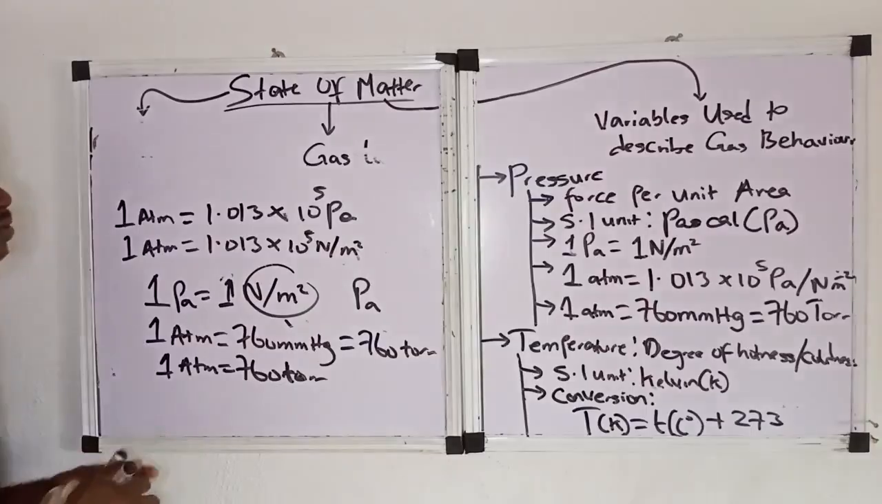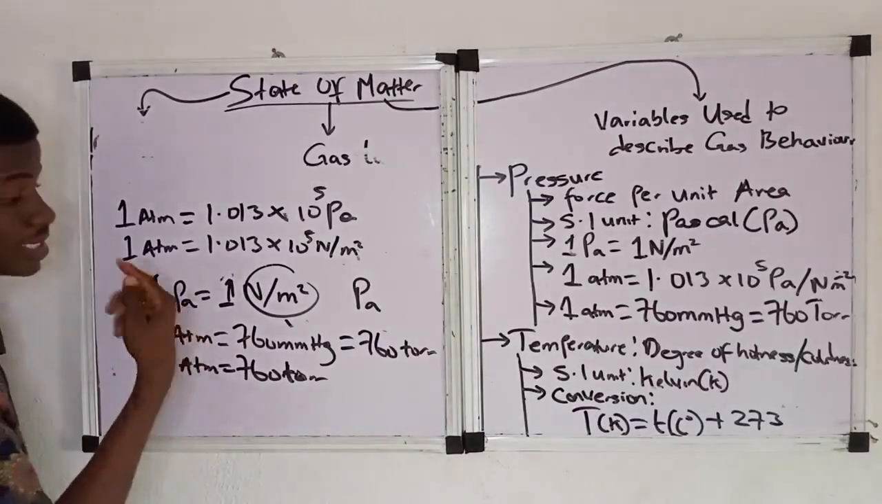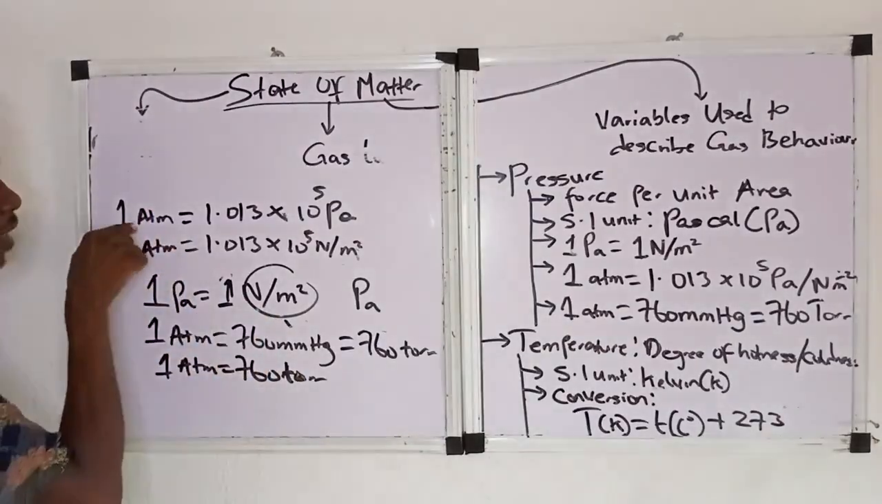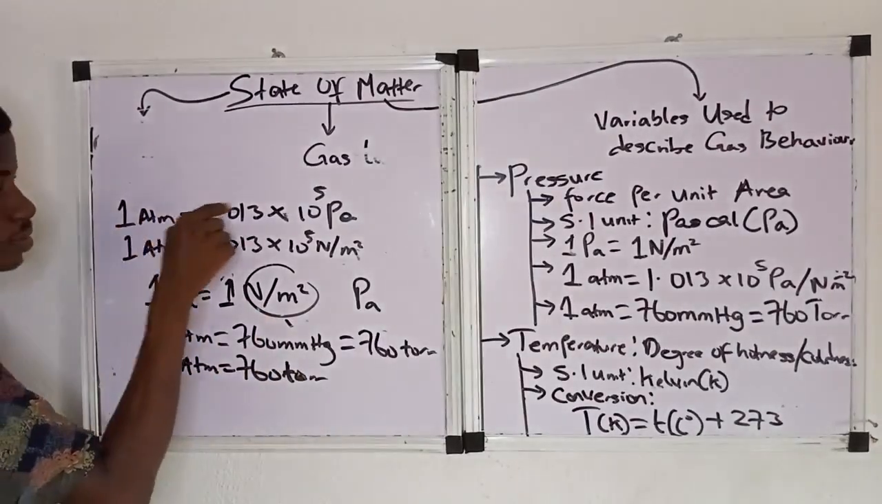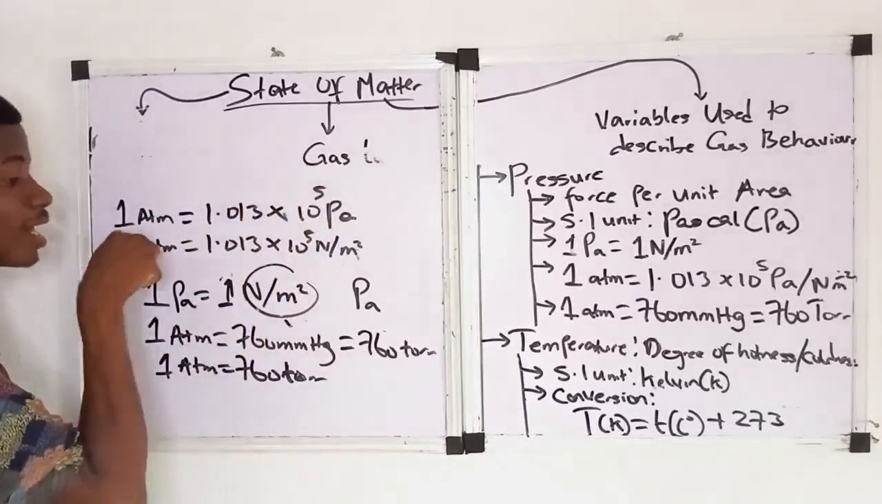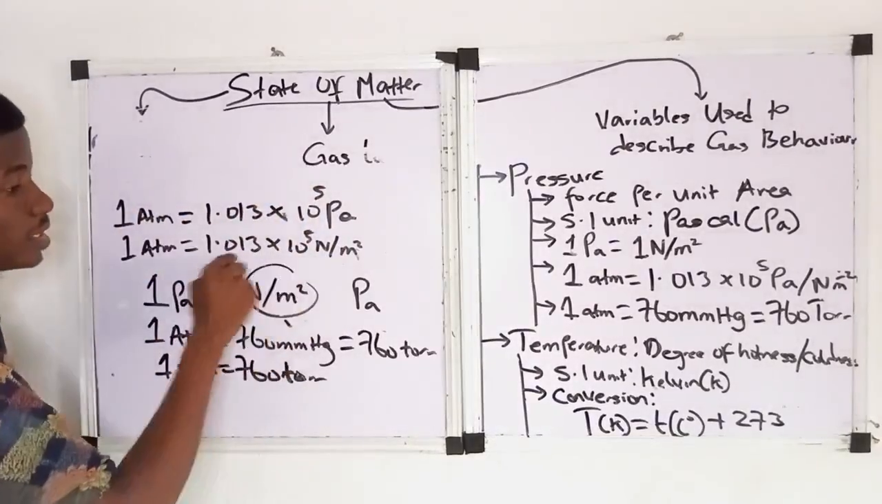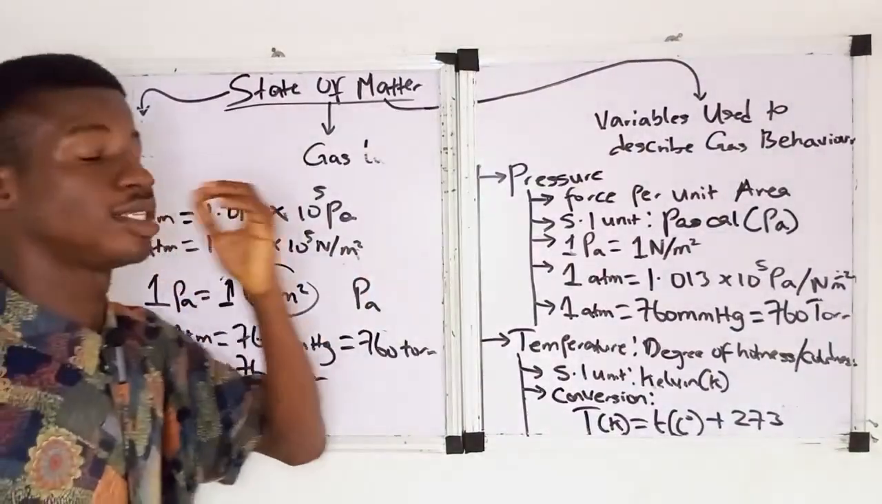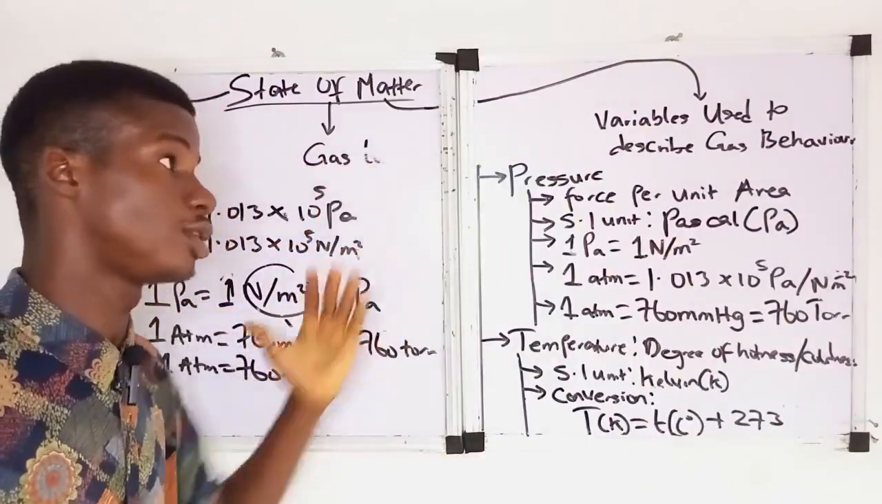Because why? Because 1 Pascal is equal to 1 Newton per meter square. Therefore, if 1 atmosphere is equal to 1.013 times 10 to the power 5 Pascal, then 1 atmosphere can still be equal to this, because these two are equal. So that is just it. These are the important things you need to take note of under pressure.